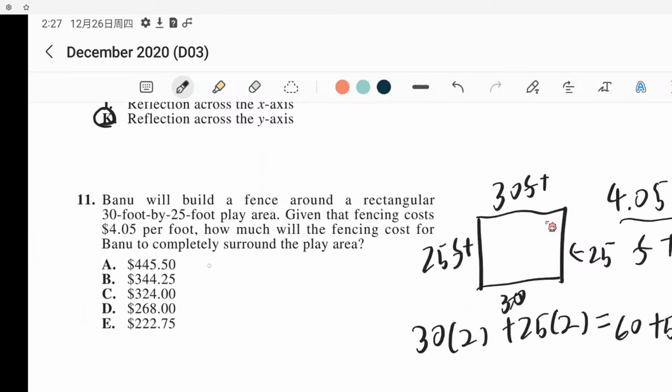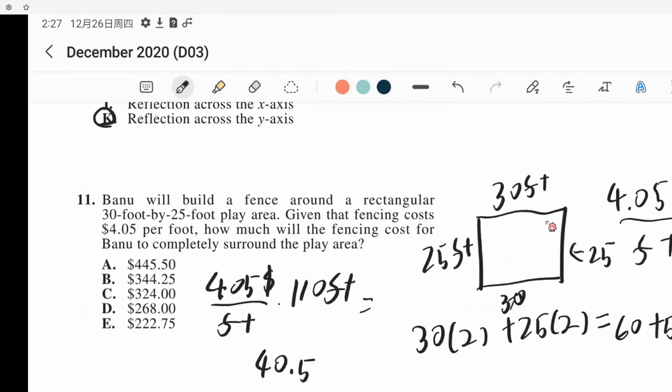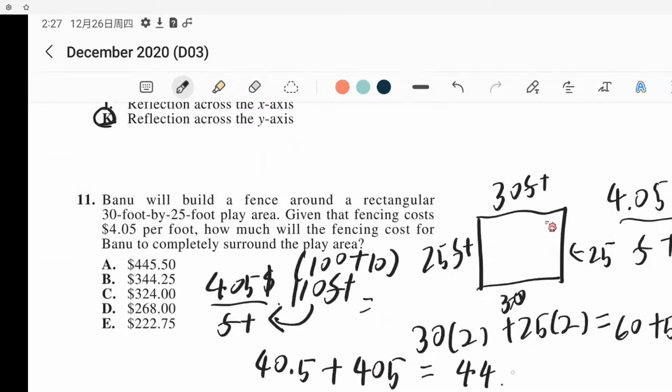And we're given that we have $4.05 per foot, and we're gonna multiply this by 110 foot, which should give us 40.5 plus, so we multiplied the 110 because we can split this up as 100 plus 10, and we'll have 40.5 plus 405, which should give us 445.5. A.